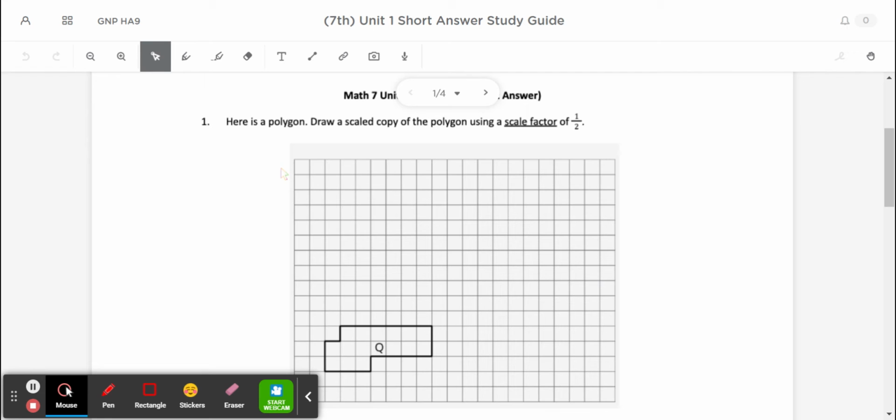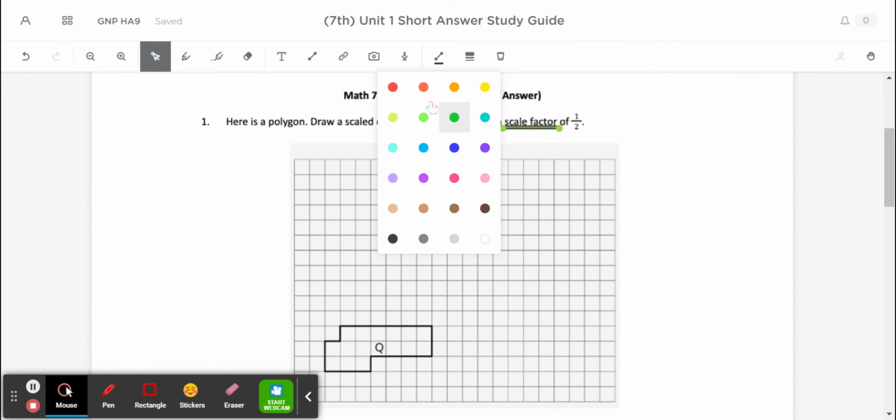Draw a copy of the polygon using a scale factor of 1/2. We know that that phrase scale factor means the number that we multiply both sides by to produce a scale copy. That's what scale factor means. Scale factor, that's an important vocab word there.